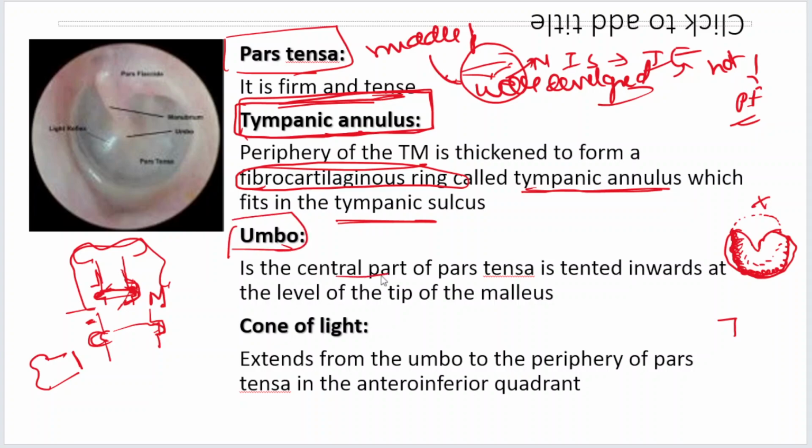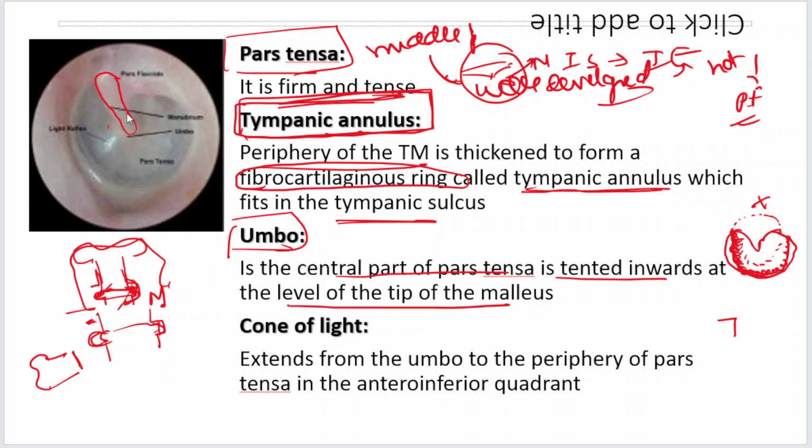Umbo is the central part of pars tensa that is tented inwards at the level of the tip of the malleus. As you can see, the handle of malleus is not straight. Handle of malleus is not coming like this. Handle of malleus is going inside. So, one minute, let me redraw it. So the handle of the malleus is not at right angles. Again, it is like this, handle of the malleus.